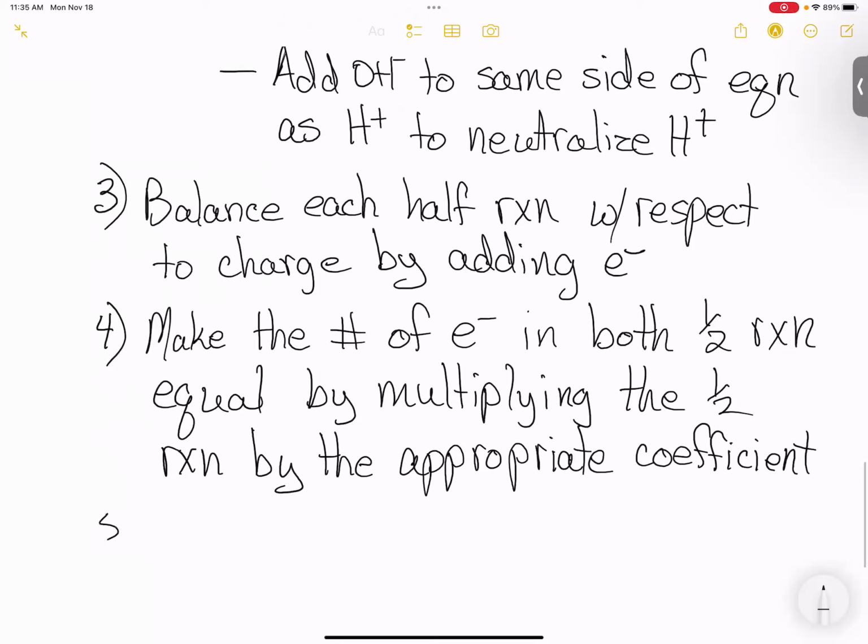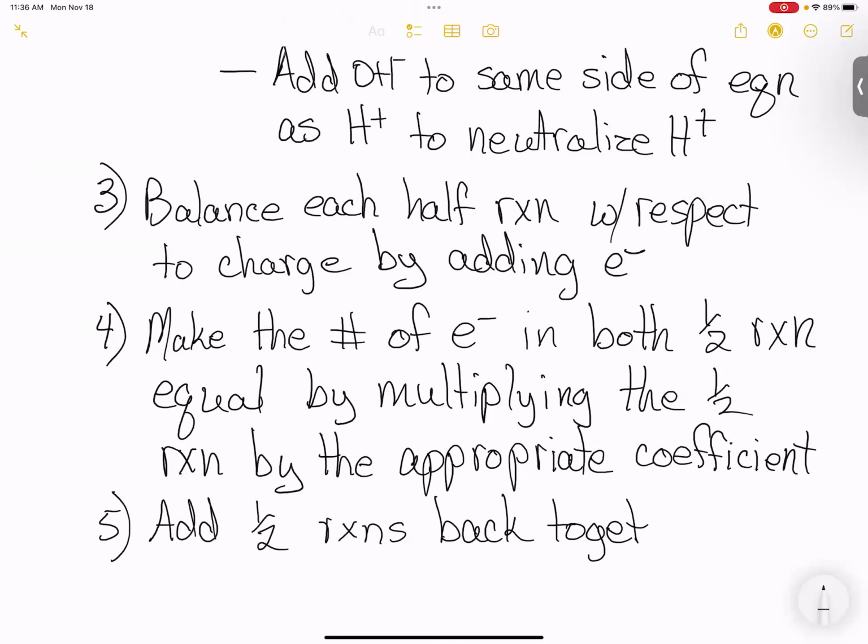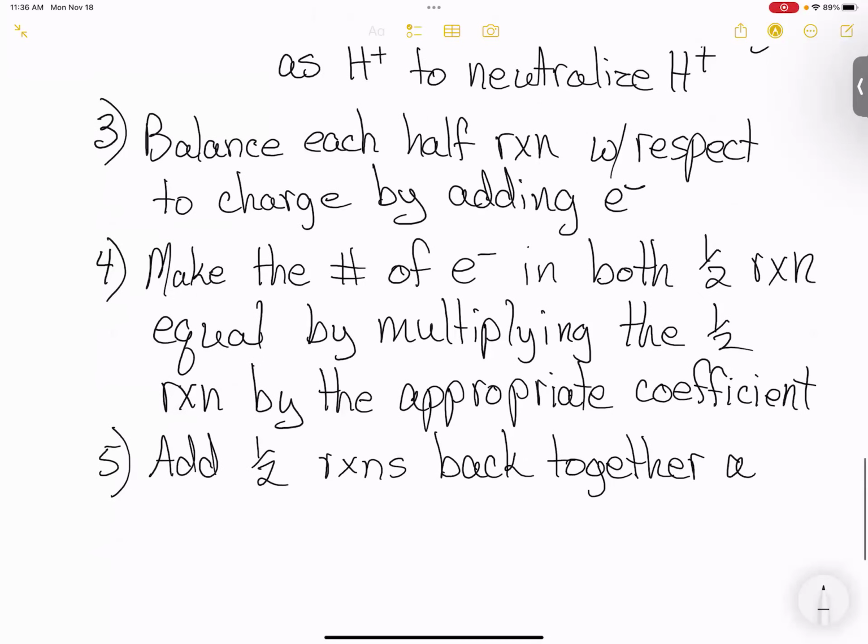Finally, you are going to add the half reactions back together and cancel species that appear on both sides of the equation.